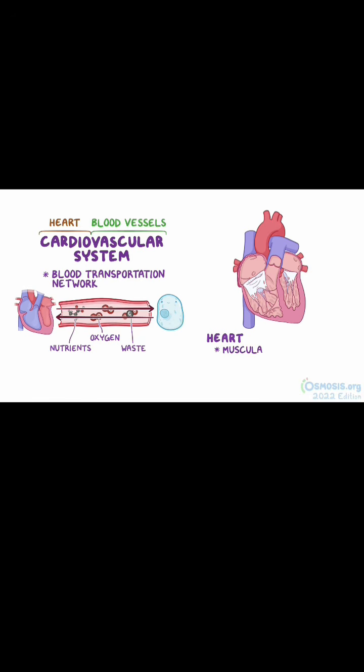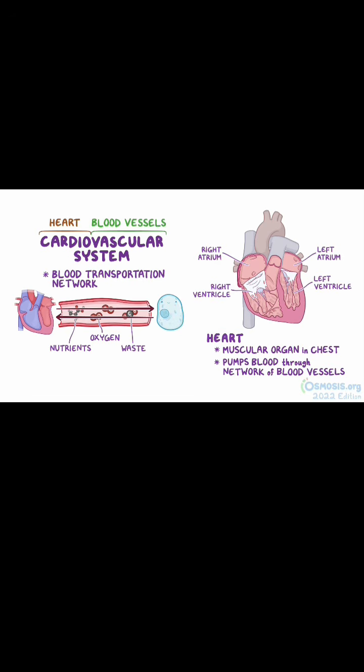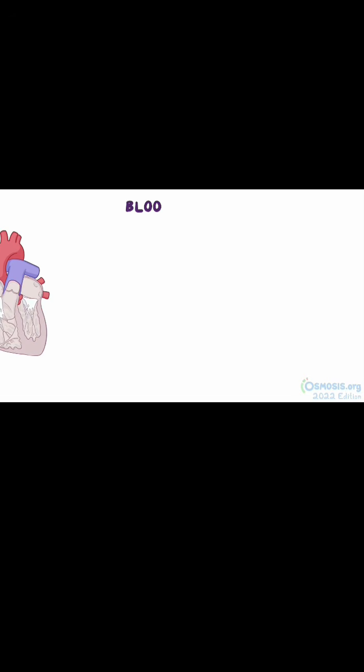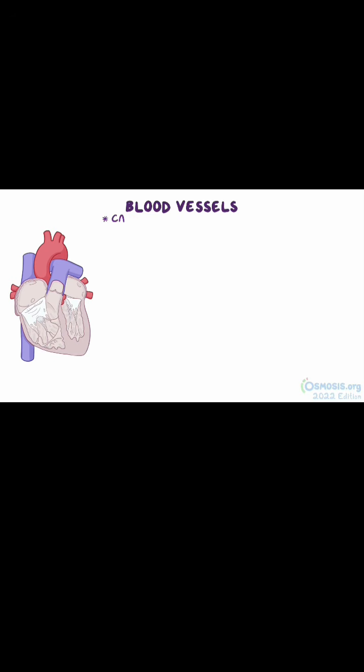The heart is a muscular organ that lies in the chest, and it pumps blood through the network of blood vessels in the body. It's composed of four chambers, a right and left atrium, as well as a right and left ventricle. Next are the blood vessels, which are tube-like structures that carry the blood being pumped by the heart.